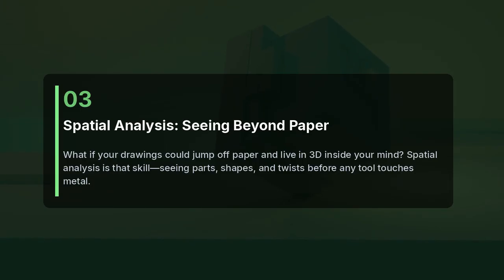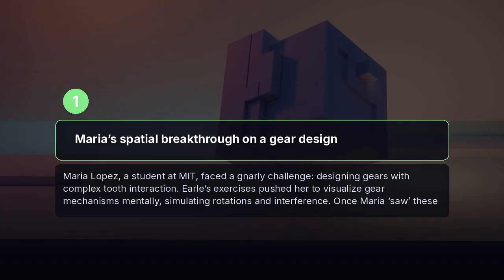Spatial analysis is that skill, seeing parts, shapes, and twists before any tool touches metal. Maria Lopez, a student at MIT, faced a gnarly challenge: designing gears with complex tooth interaction. Earle's exercises pushed her to visualize gear mechanisms mentally, simulating rotations and interference. Once Maria saw these interactions without drawing every detail, she caught errors early, saving weeks of trial and error in the workshop.